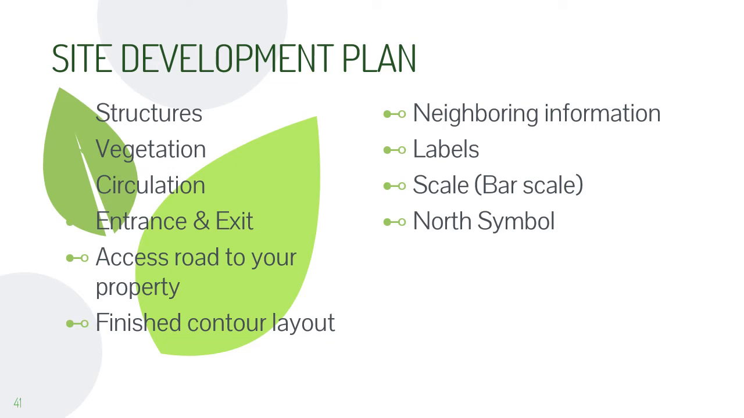Then, the neighboring information means a label of the neighboring site, for example, agricultural, farm, residential, but this is only optional when the site development is not similar to the zoning.